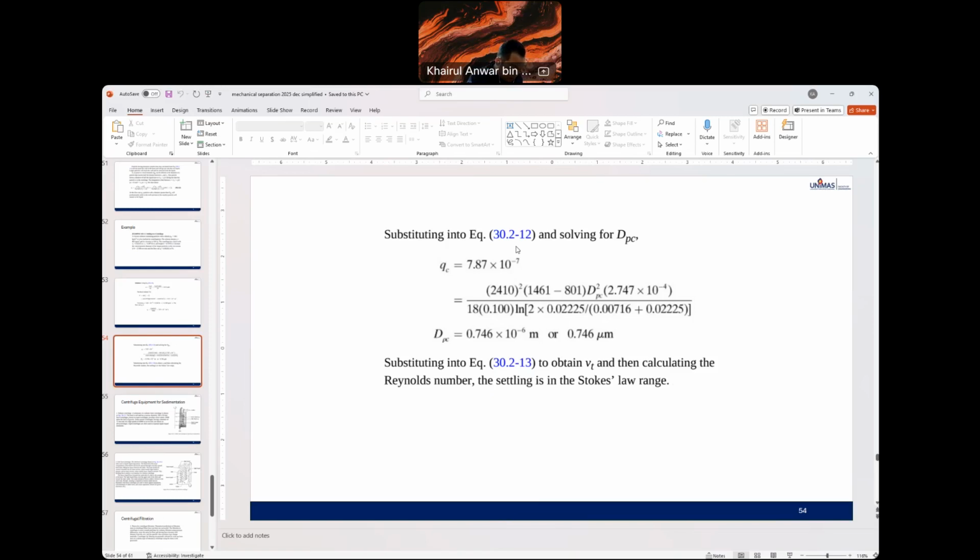To calculate the Reynolds number, use equation 30.1-17. In the equation you need dP, Vt, rho, and mu.